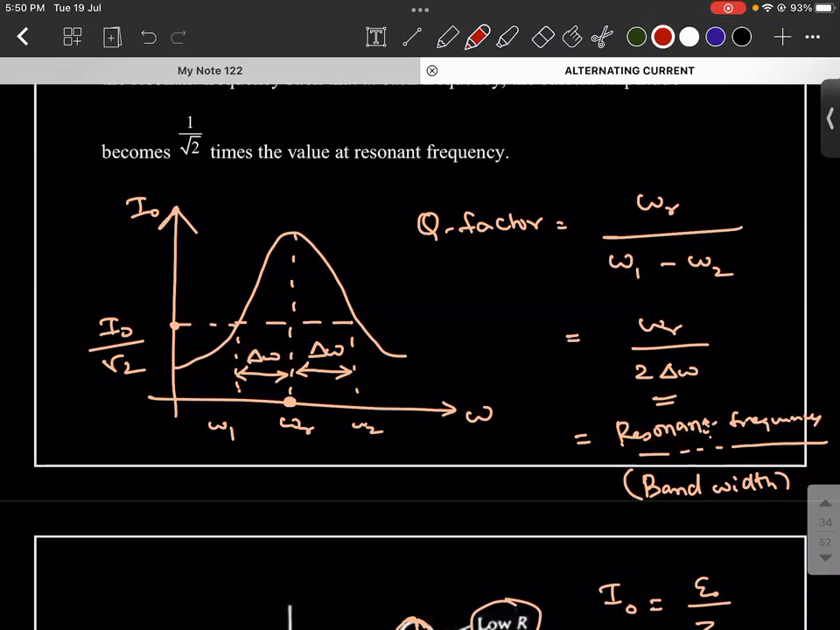Sir, how did omega 1 minus omega 2 become 2 delta omega? Omega 1 minus omega 2 is the difference. What is this length? This length is delta omega plus delta omega. Oh, okay, sir. Yes.